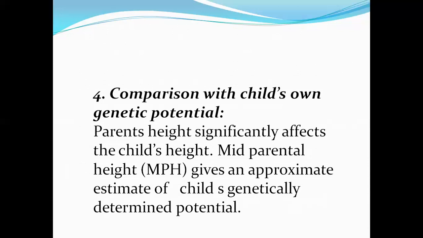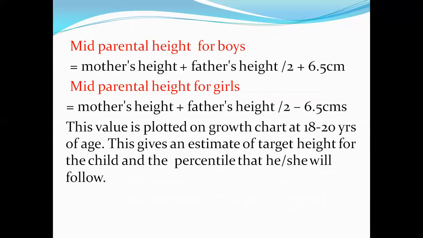So, when the fertilization takes place in the uterus, on that very day, the height of the baby is decided more or less. Mid-parental height for boys is mother's height plus father's height divided by 2 plus 6.5 centimeters. In case of girls, instead of adding 6.5, we deduct 6.5. Mother's height plus father's height divided by 2 minus 6.5 centimeters.